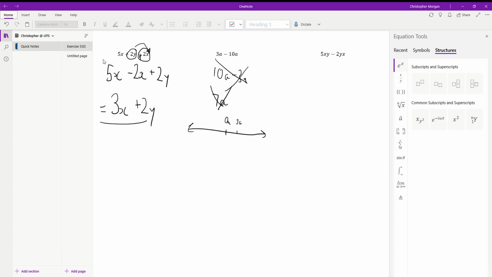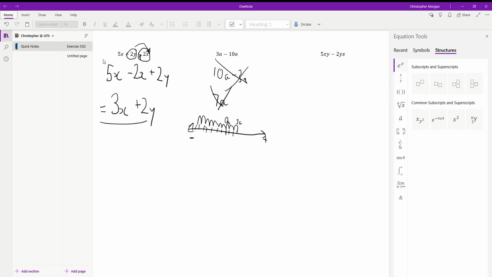Now, if we take away 10a, what we're actually doing is moving backwards 10 a's. So if I just put this in, I start at 3a and I go 1, 2, 3, 4, 5, 6, 7, 8, 9, 10. And where does this leave me? Well, it actually leaves me on the negative side, because this is the negative side and that's the positive side.